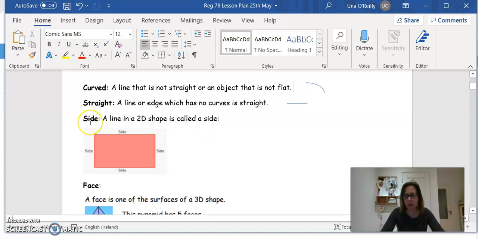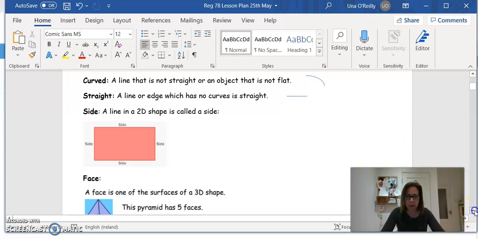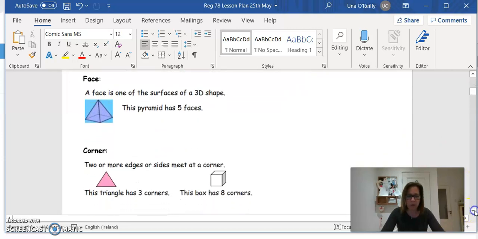Side, when we're talking about shapes and the number of sides that they have, it's the lines in a 2D shape. Okay, so here's a rectangle, we've got a side here, got another one here, another one here, and another one here. Usually when you're talking about sides, you're talking about 2D shapes, flat shapes. Okay, let's move on down a little bit to face.